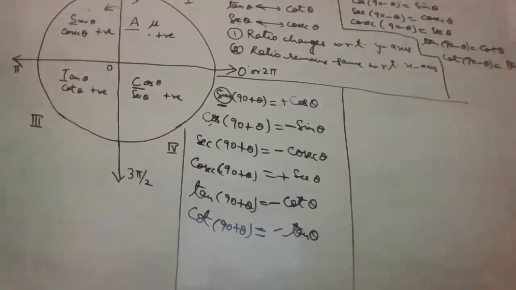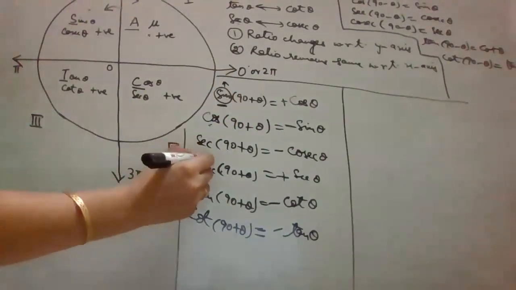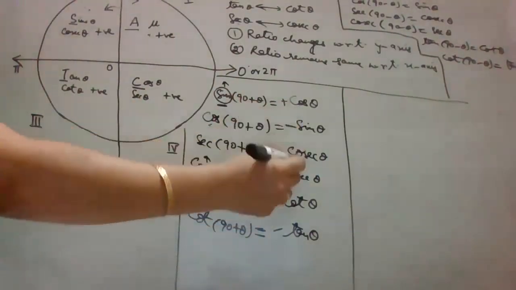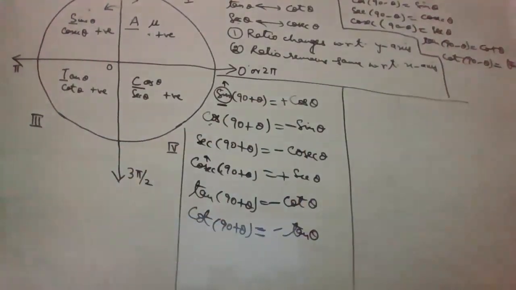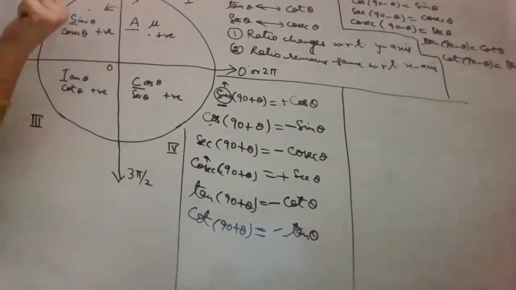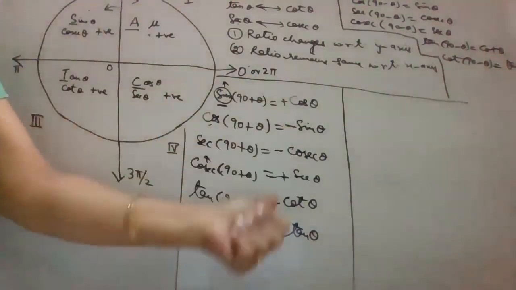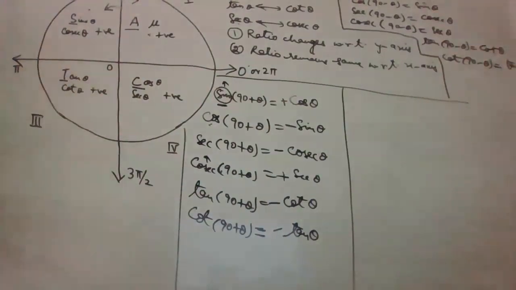The signs of those ratios which are changing from sin theta and cosec theta will be positive, and the rest will be negative. Those ratio changes will be positive whose original ratio was positive in the second quadrant, and the rest will be negative. So one we've done with respect to the y-axis.